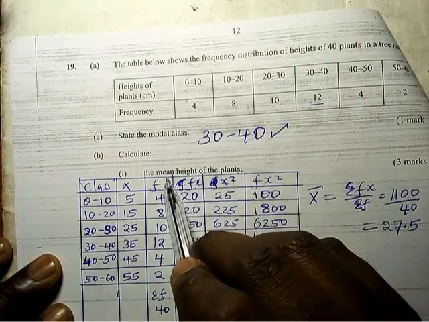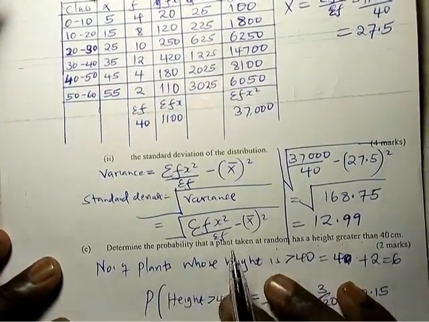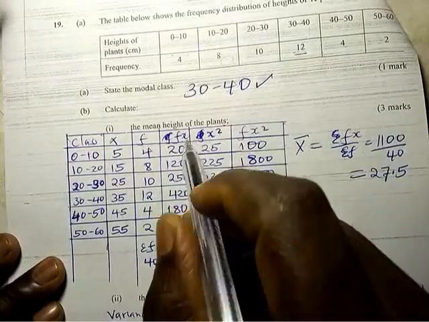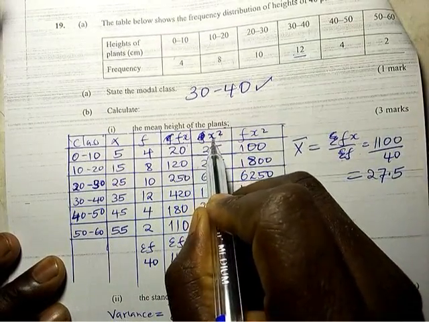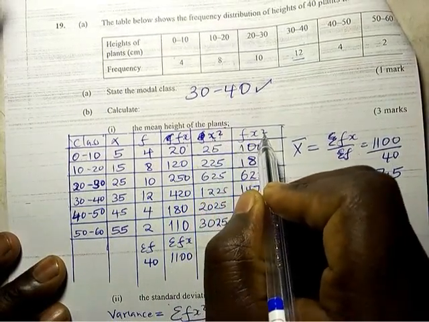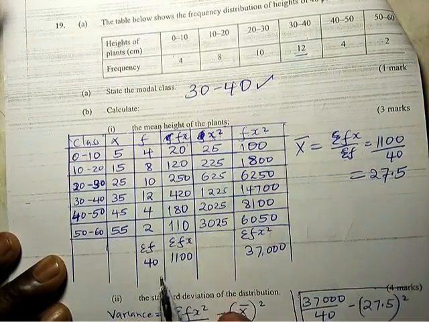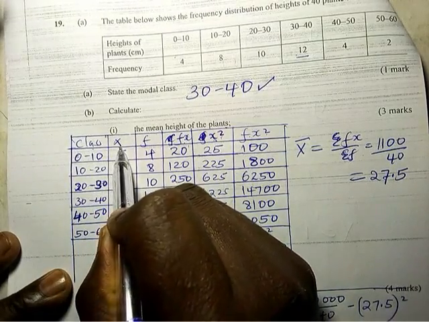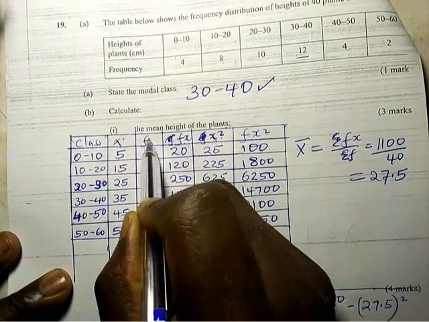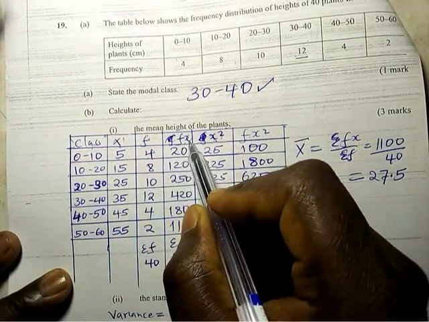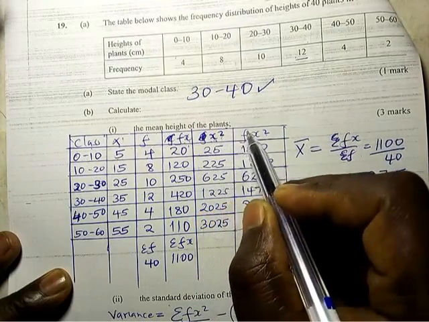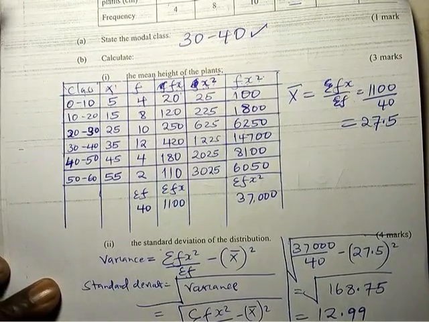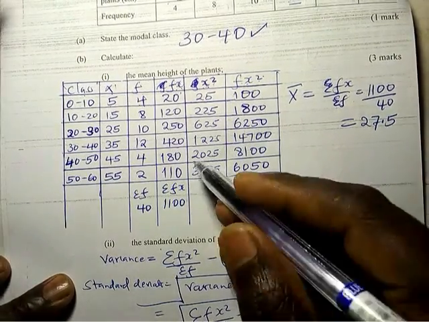Because looking at this question, it has standard deviation, and if it has standard deviation you must get fx square, you must get x square and then fx. So when you are drawing this table, make sure you have the class, the value of x, which is the midpoint, the frequency column, fx column, x square column and fx square. Okay. So I have done this so that I do not waste time drawing.